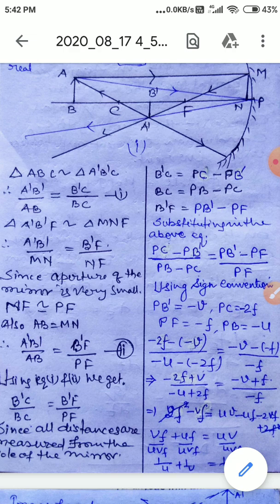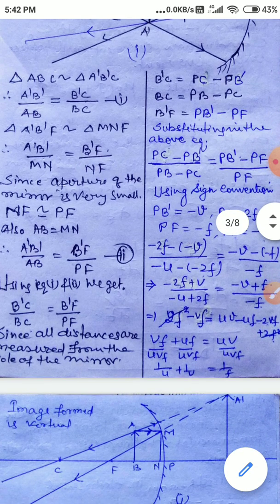PB dash is the distance of the image. We are using symbol v for image distance and u for object distance. The distance PB dash is measured in a direction opposite to the incident ray, so it is taken as minus v. PF is opposite to the incident ray, minus f. PC is opposite to the incident ray, so minus 2f. Now put the values and solve it, you will get the result.